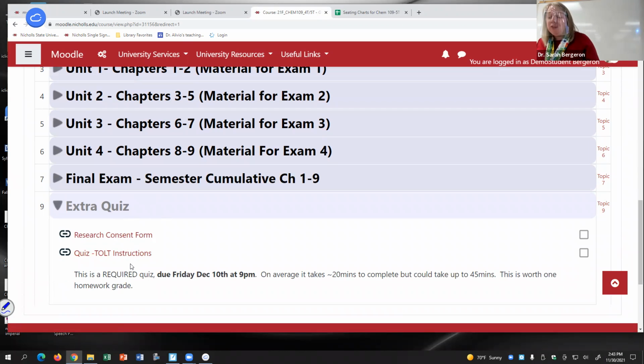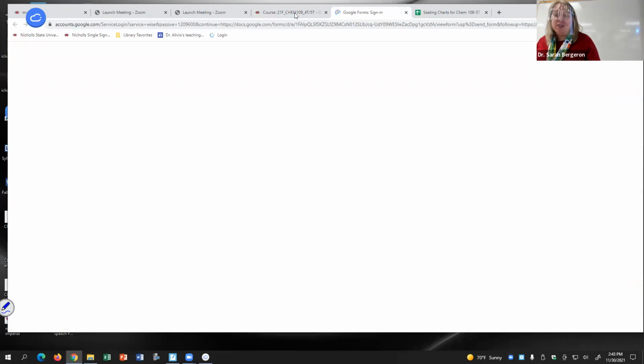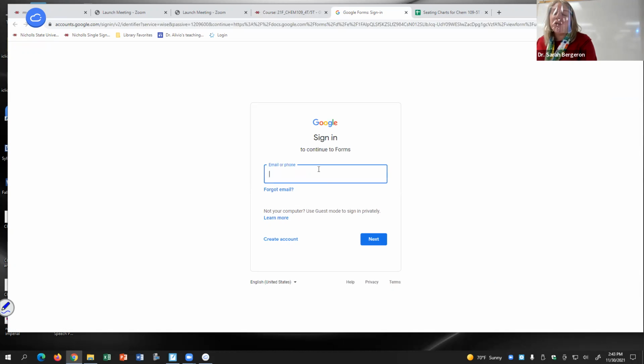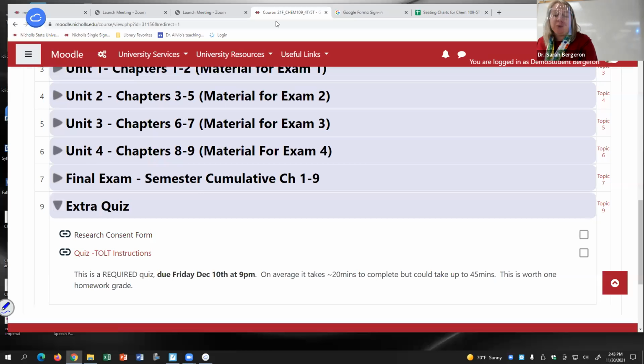So to make up for those lost points, what you're going to do is this little quiz. And this little quiz has to do with research that we're doing on basically how we learn and how we teach and that kind of thing. So trying to make us better instructors for you guys. So it's part of a research experiment. And if you want to participate in the experiment, you have to complete this consent form, and you have to sign into your Nichols email to make it work.